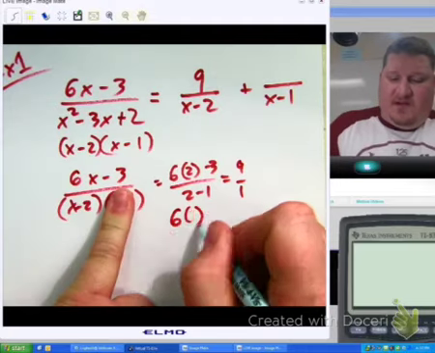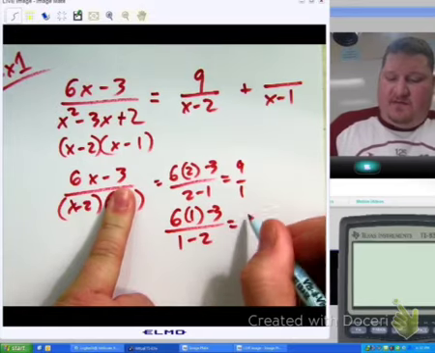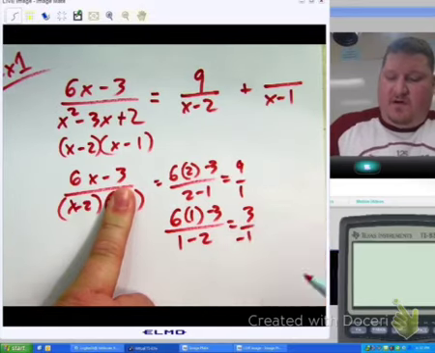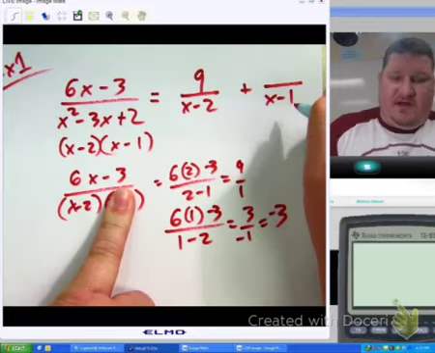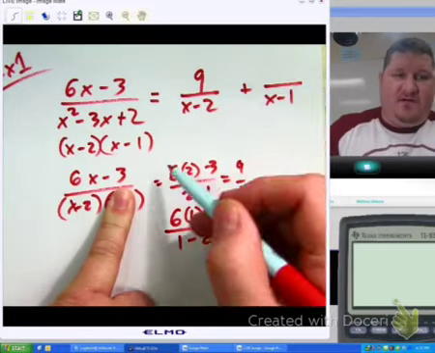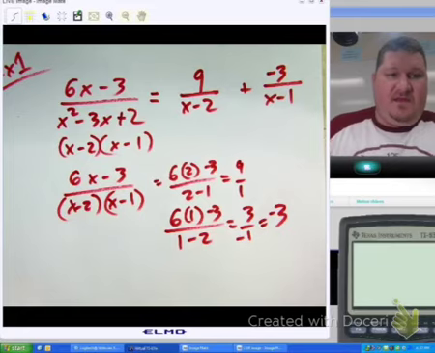Cover over the x minus 1, meaning I'm putting a 1 in. 6 times 1 minus 3 all over 1 minus 2. The answer turns out to be 3 over -1, which is -3. And it goes on top of whatever I have covered. And there it is. Nothing more complicated than that.